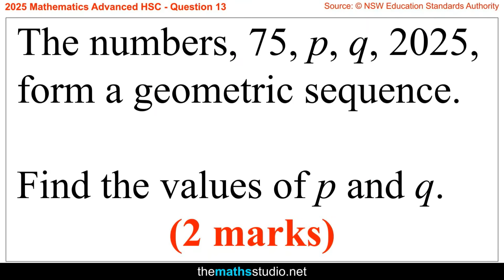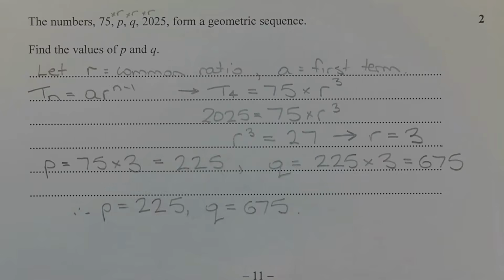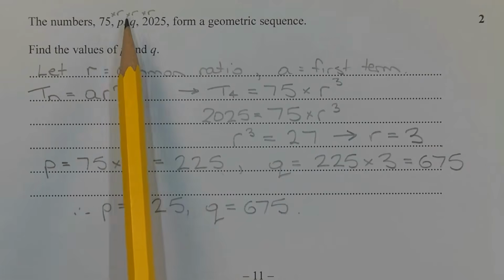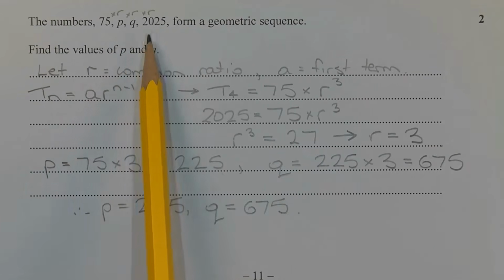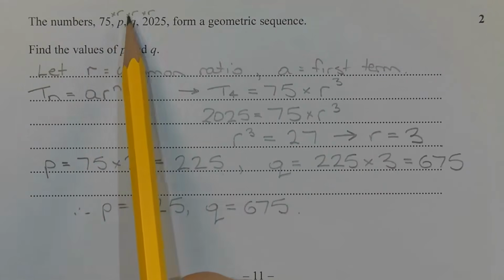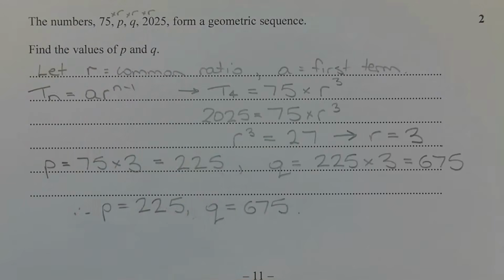Question 13. The numbers 75, p, q, and 2025 form a geometric sequence. Find the values of p and q. Since the numbers form a geometric sequence, the ratio between any two consecutive terms is identical or common. So if we let r equal the common ratio, then 75 times r gives us p, p times r gives us q, and q times r gives us 2025. Put another way, 75 times r times r times r gives us 2025.